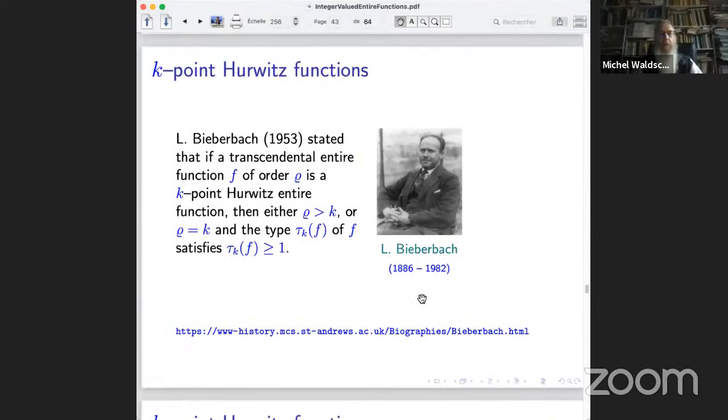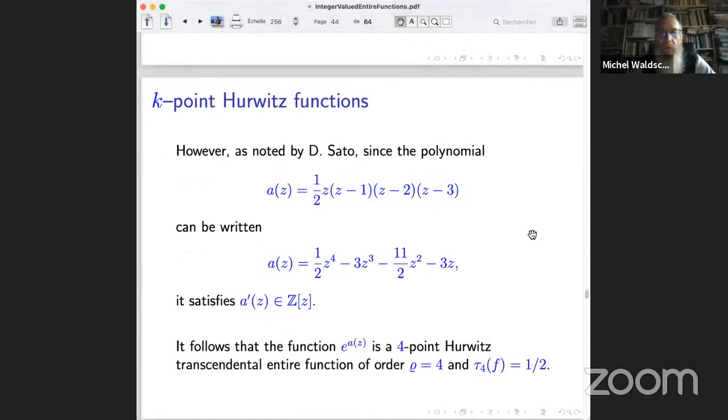There is a claim by Bieberbach that if an entire function which is transcendental of order rho is a k-point Hurwitz entire function, then either the order rho is at least k, or if rho equal k, the type is at least 1. So this would be the natural generalization of the result for k equal 2, which I mentioned just before by Sato. This is true for k equal 2, but Bieberbach claimed that it is true for any value of k. And it turned out that this result is wrong. It's rather rare in such a topic that people claim something which turns out to be wrong. Most often the claims are difficult to prove, but they are reasonable, but this was not the case.